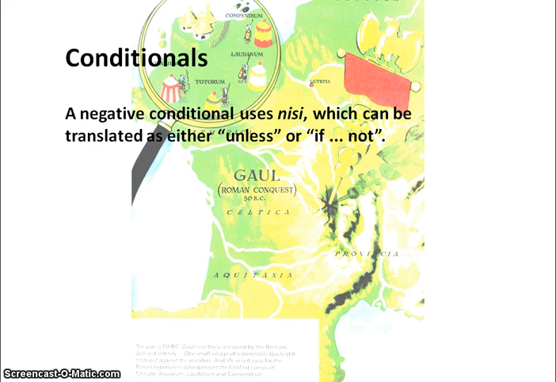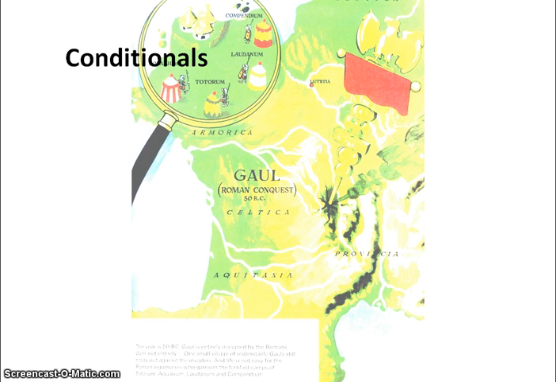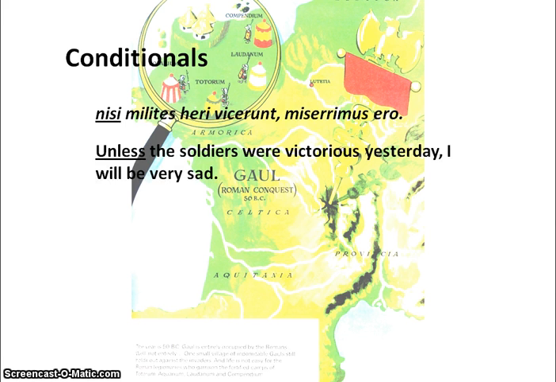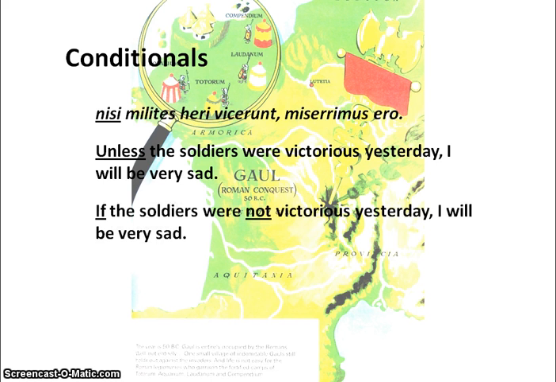Now a negative conditional is going to use the Latin word nisi, which can be translated as either unless or if ... not. So again, let's have a look at an example. So nisi milites heri vicerunt miserimus ero. So we can see there nisi is underlined, vicerunt and ero, our two verbs, are both indicative still. So, unless the soldiers were victorious yesterday, I will be very sad. And again, if we use if ... not as our translation of nisi, if the soldiers were not victorious yesterday, I will be very sad.